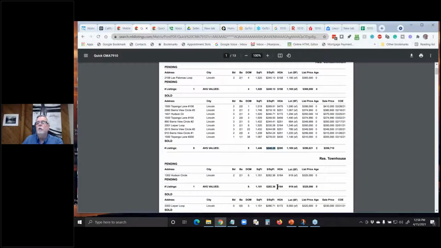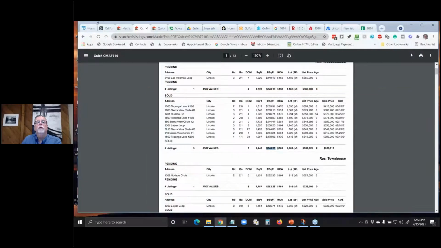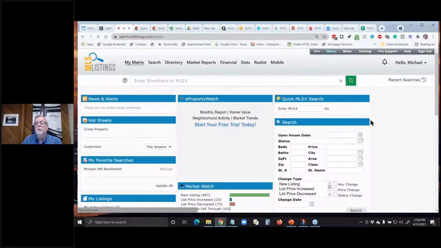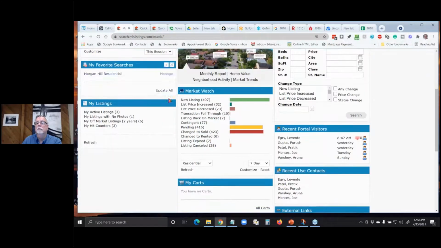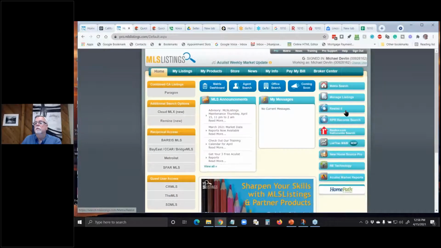Now, I'm doing all this because, especially if this is a competitive thing, we're going to want to make ours look a little bit better, right? So what else do we have? If we know the address of the property, we could go back to MLS listings, and what we want to do is go to Pro, there we go, Realist.